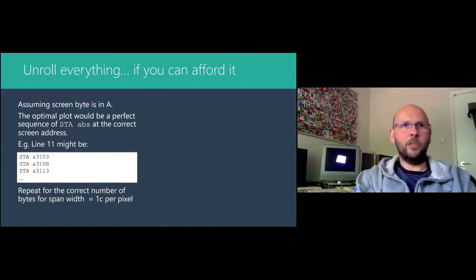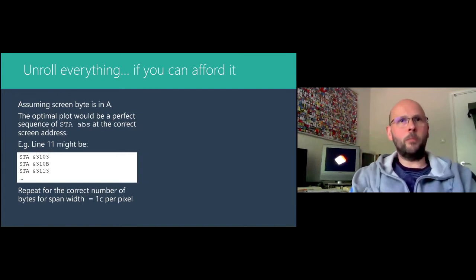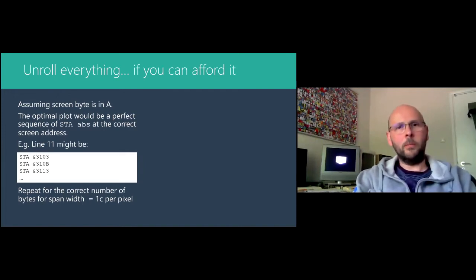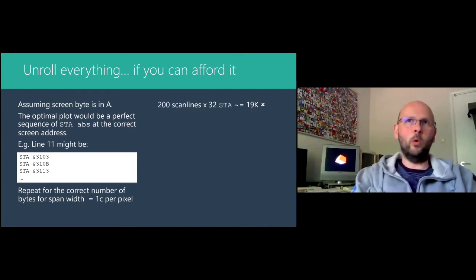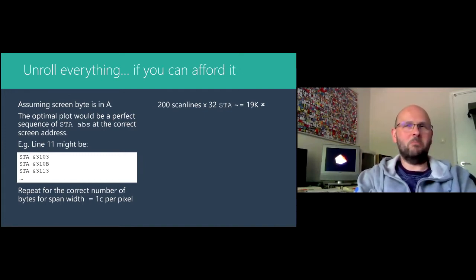execute in a row, and then that would end up being 4 cycles for each byte. That's 4 pixels in a byte, and so we get 1 cycle per pixel. That's our theoretical optimal maximum. But if we were to do that, we would need to unroll all 200 scan lines with 32 store instructions, and that would be about 19K of unrolled code, which doesn't sound very feasible.